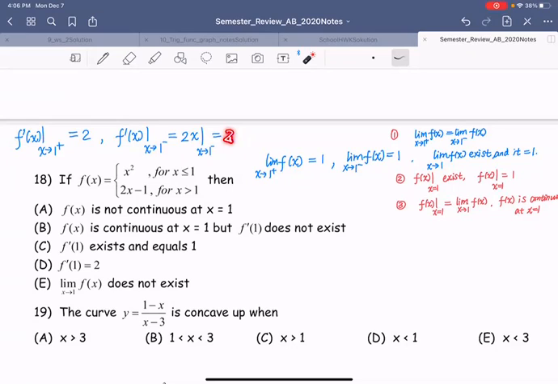So we have to check the limit from the positive side and the negative side, and then check if it's at 1. All right. You do from the left, that's 2x, but you plug in x equals 1. You do from the right, they give you the answer. And these two are equal, yes? So this guy exists, right? So f prime 1 exists.